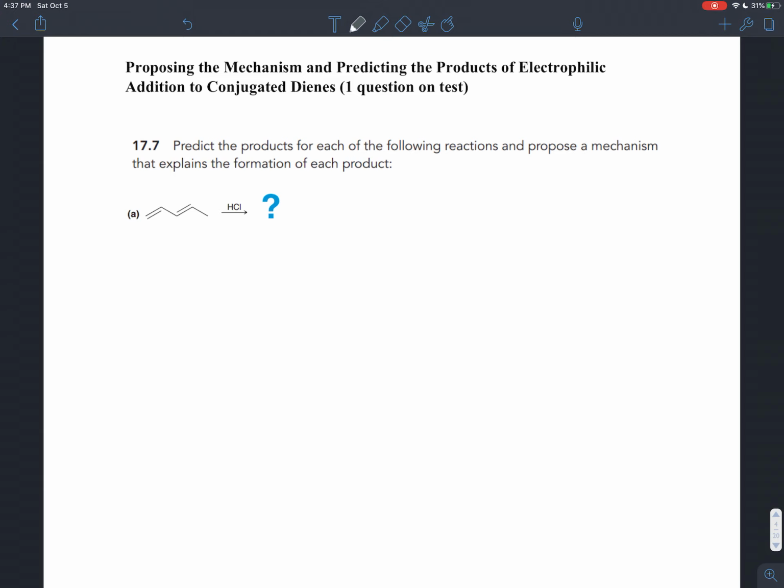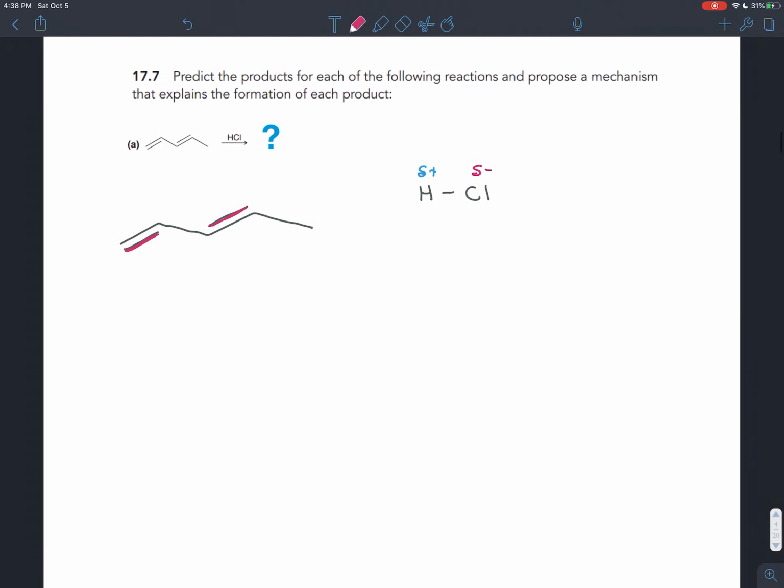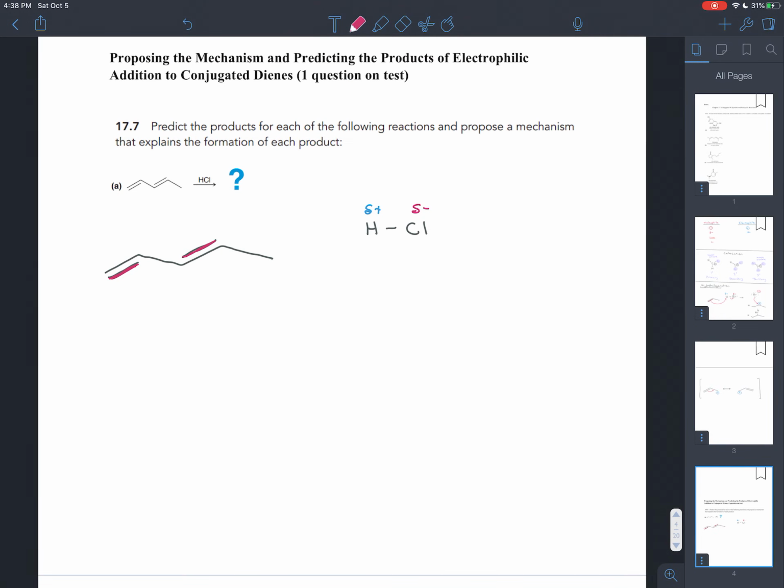So first we're going to have our diene, and then we have our hydrohalogen. So here, hydrogen chloride. Now, as we saw, these pi bonds are nucleophiles, as we saw in the review video, and also this chlorine is slightly negative and the hydrogen is slightly positive. So what ends up happening is the pi bonds attack the hydrogen. And there are two ways that that can happen.